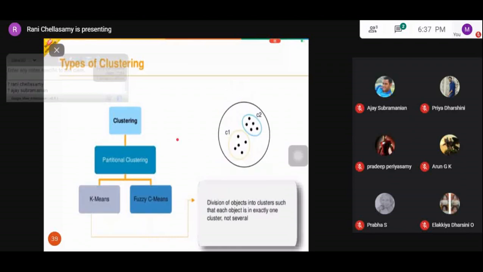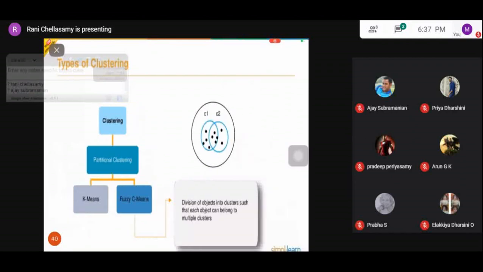Okay. Next, coming on to the next type of partitional clustering, K-means and fuzzy C-means. The K-means algorithm is nothing but a division of objects into clusters. Each object will be in exactly one cluster, not in several clusters. In the case of fuzzy C-means, it is also dividing the objects into clusters, such that each object can belong to multiple clusters.